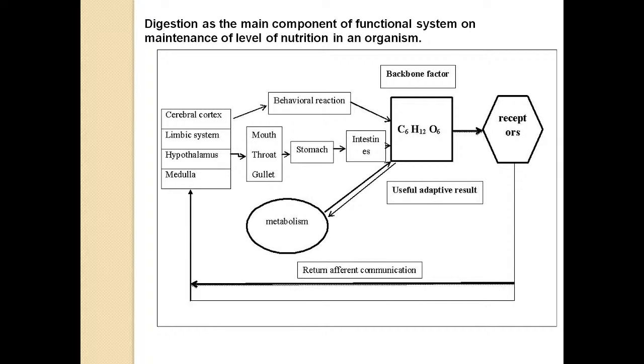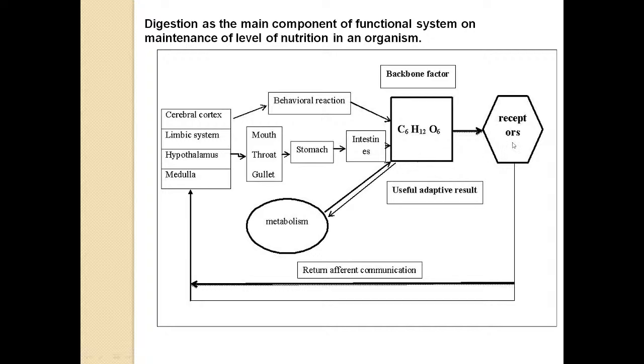Absorption of products of food components. Split begins already in the stomach. The main absorption happens in the small intestine. As a result, the level of nutrition increases. The useful adaptive result is achieved.